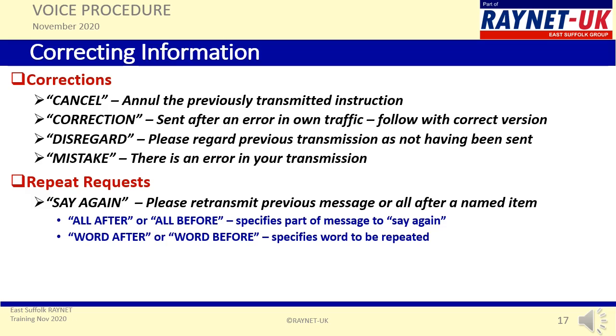We may need to request that information is repeated in bad conditions or because of not writing it down quickly enough. The pro word for that is say again, which means please retransmit your previous message. You can qualify that with all after or all before, which specifies the part of the message to say again, the first or second half, before or after the word that you've heard properly. Or if it's only one word that you've lost, you can say the word after or word before what you need retransmitting.